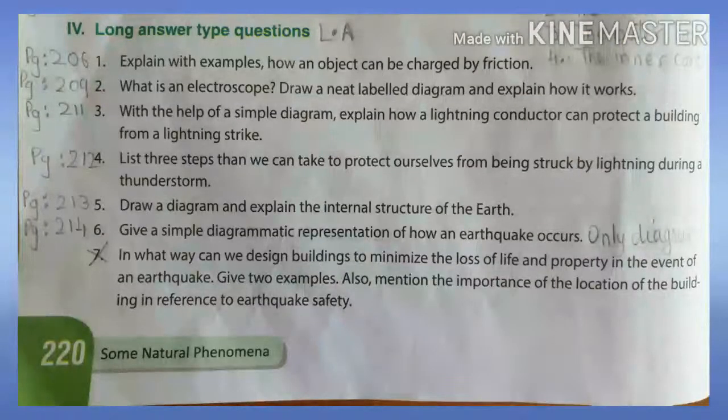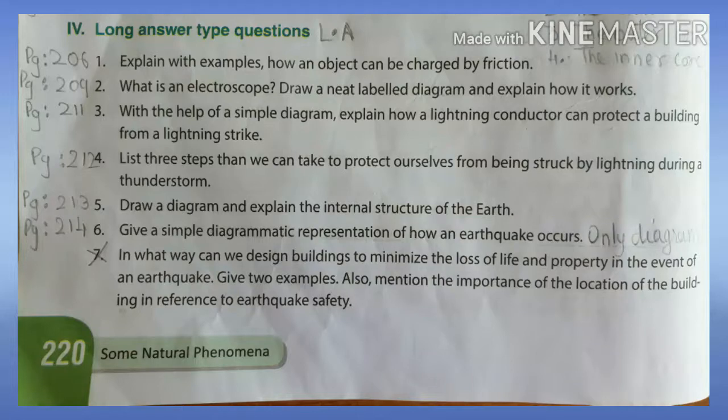Now we'll be discussing long answer type questions, LA. Students, in long answer questions, wherever a diagram is there, you compulsorily have to draw the diagram. The first one is on page number 206. What is the question? Explain with example how an object can be charged by friction. Open 206. In this you have to draw the diagram also.